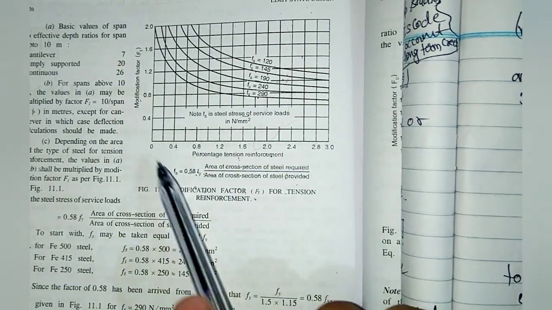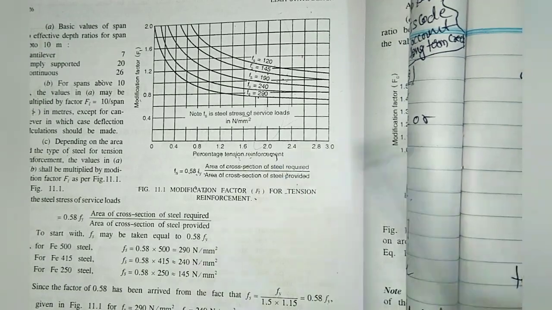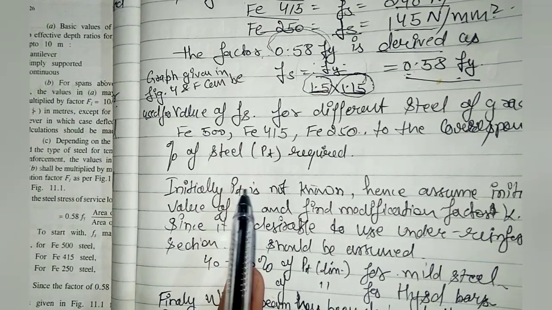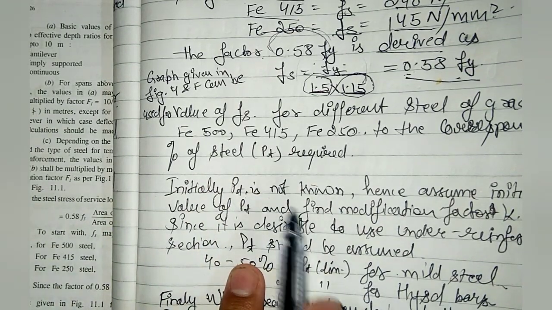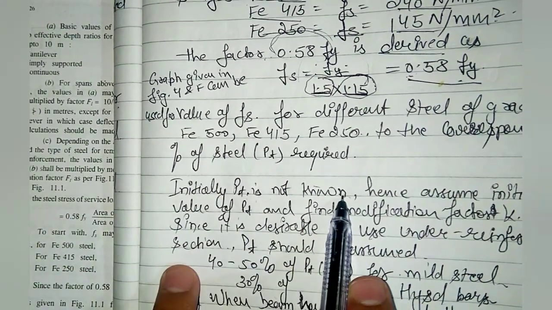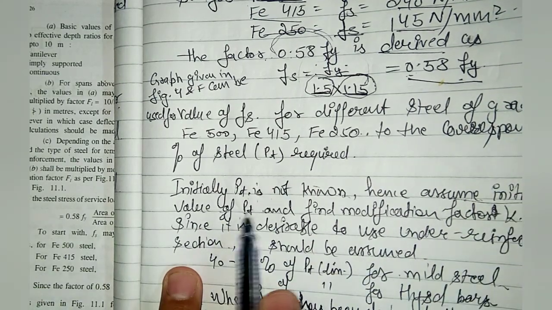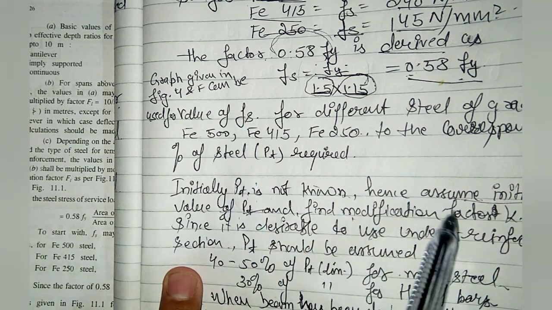This modification factor depends upon the percentage of tension reinforcement. As I told you, initially your PT, what is PT? PT is the percentage of steel. It is represented by PT. If initially your PT is not known, first of all we need to assume the initial value of PT and find the modification factor by using the figure.